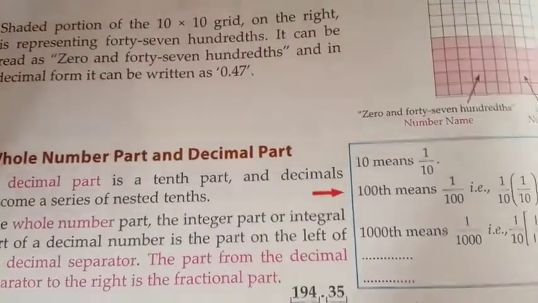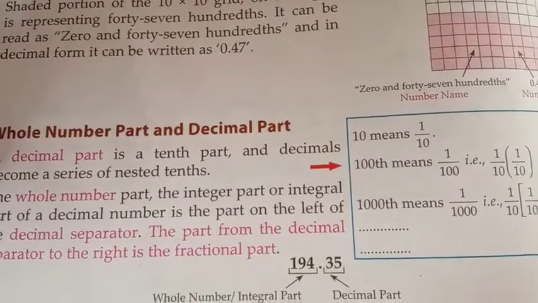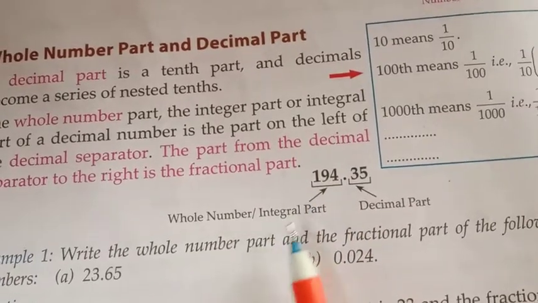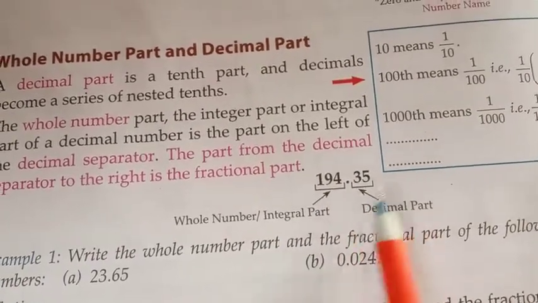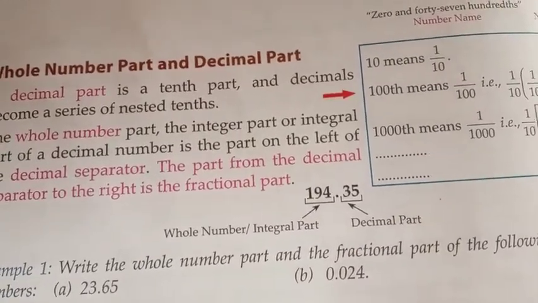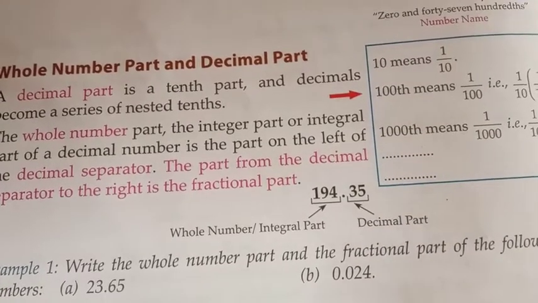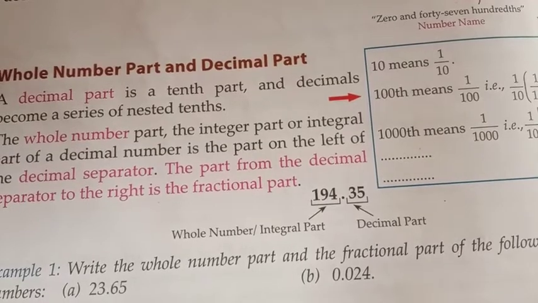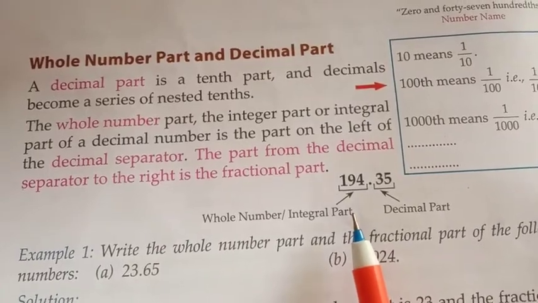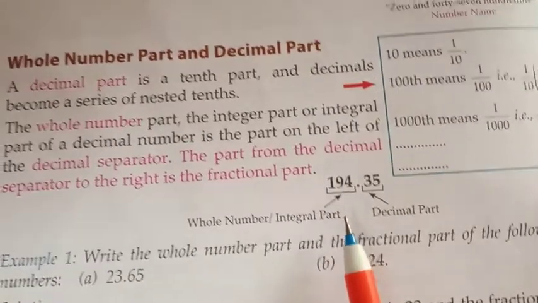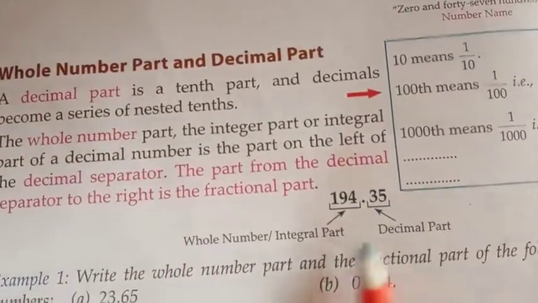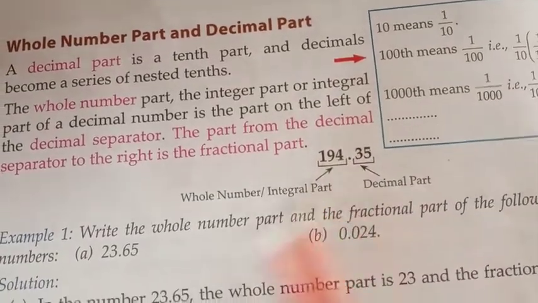Now the next part is the whole number part and the decimal part. You see here 194.35. This part is the whole number or integral part, and after the decimal point or decimal separator, this number would be the decimal part. The whole number part, the integer part or integral part of a decimal number, is the part on the left of the decimal separator. The part from the decimal separator to the right is the fractional part. So this part is the fractional part, and this is the whole number part.